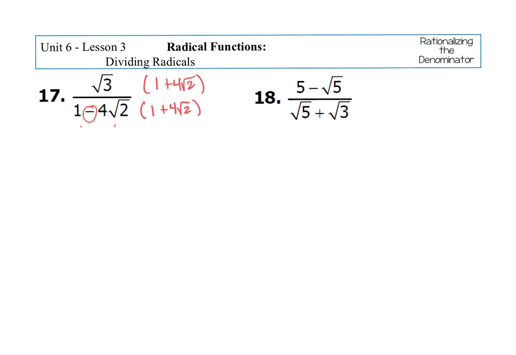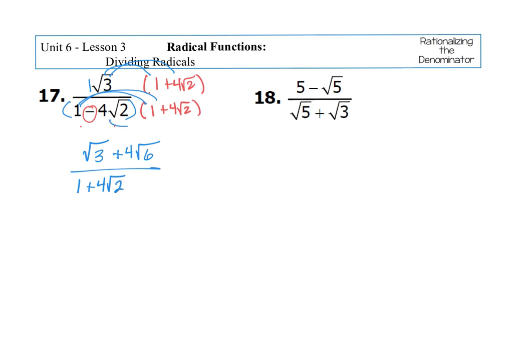So now we're going to distribute in our numerator. The square root of 3 times 1 stays the square root of 3. The square root of 3 times 4 square root 2. All right, remember our rule about positions when we multiply with radicals. The coefficient here for the square root of 3 is like a 1. So we have 1 times 4 is 4. The square root of 3 times the square root of 2 is the square root of 6. Okay, over. In the denominator, we're going to FOIL. So 1 times 1 is 1. 1 times 4 square root 2 is 4 square root 2.